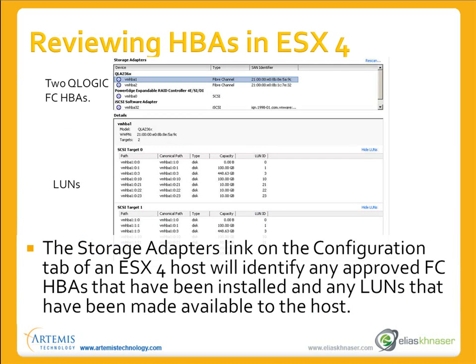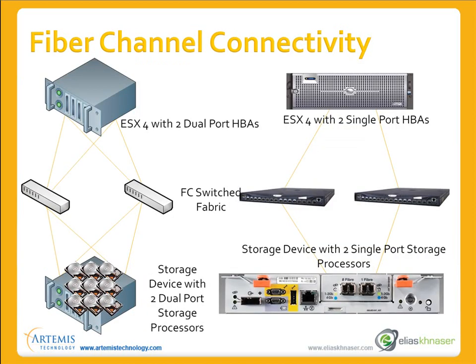Now, once you select those HBAs, it's going to also list the different LUNs that this HBA has access to. Again, once we get into the VI client a little later on, I'll show you where this is at and the different LUNs that we have access to. Now in this next slide, it's showing us fiber channel connectivity.